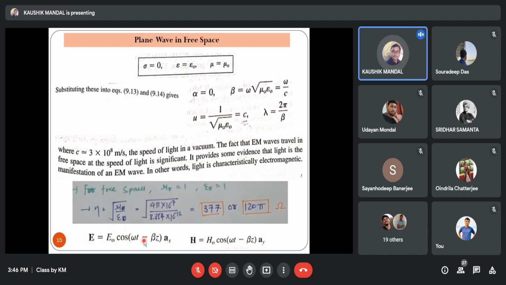So from the wave equation itself, we can say that this wave is propagating along which direction? Along the z direction. This is also propagating along the z direction. ax represents that the electric field is along the x-axis, and the magnetic field is time varying along the y-axis. Is there any doubt? No, sir. Okay.